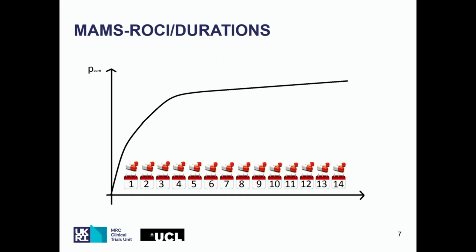Here's a schematic. We might not randomize to all these different durations in reality. We might take 3 and 6 and 9 and 12 and so on. But rather than putting all our eggs in one basket, say comparing 7 with 14, we look at a range of durations and try to estimate this curve. Then we can find the point on the curve at which a sufficient proportion of people are cured, and that leads us to our shortest acceptable duration.